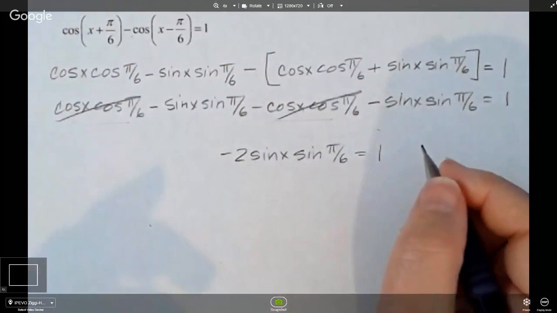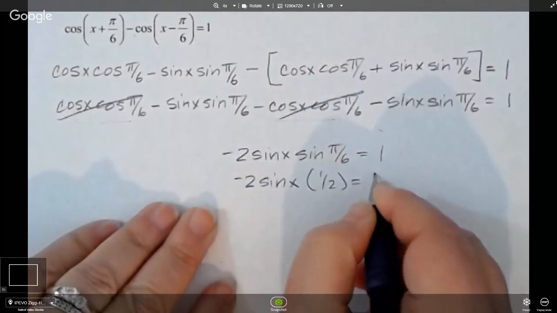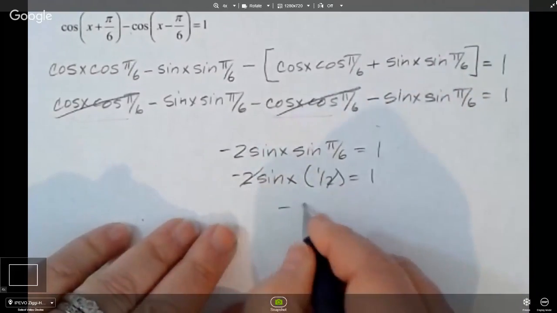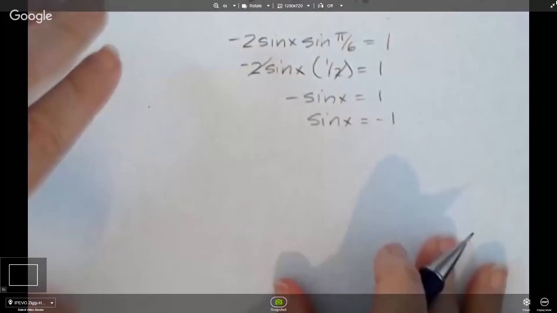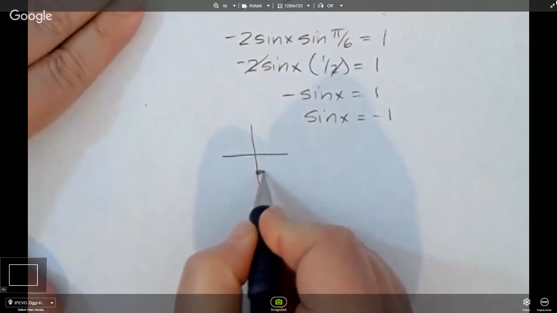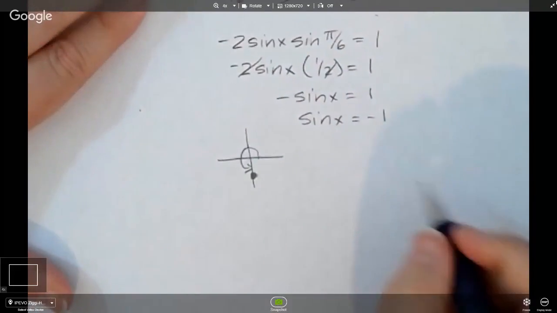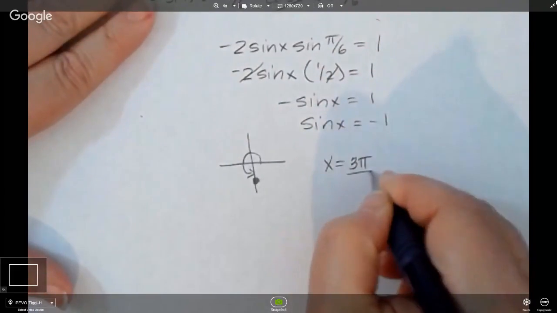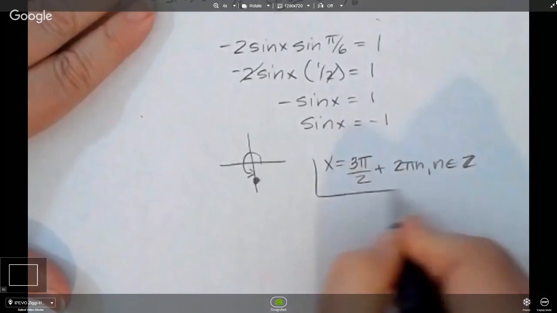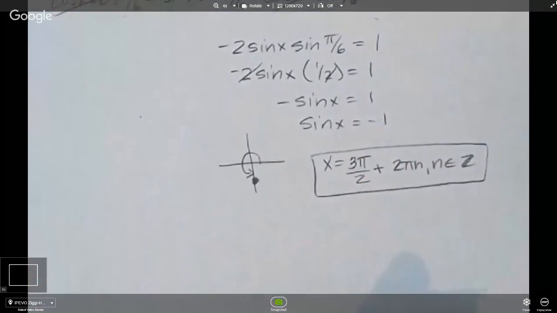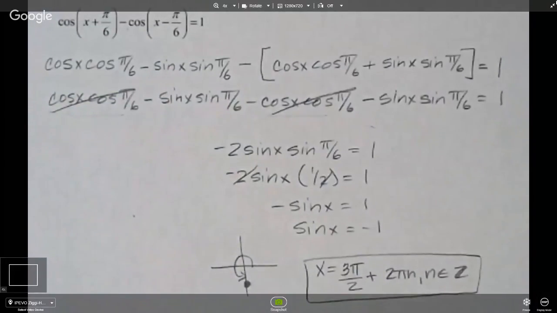Now the sine of pi over 6 is 1/2. So this is -2 sine x times 1/2 equals 1. And the 1/2 and the 2 cancel. So I get negative sine x equals 1. Sine x equals -1. Now where's the sine -1? Well, the sine is -1 down here, or not, it's a quadrantal, sorry. And I can say that my solution is going to be x equals 3 pi over 2 plus 2 pi n, and an element of the integer set. Now, could you have said negative pi over 2 plus 2 pi n? Sure, absolutely. All right, so that's what I know about the cosine, sine, and tangent of a sum.